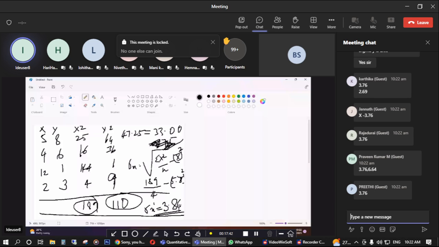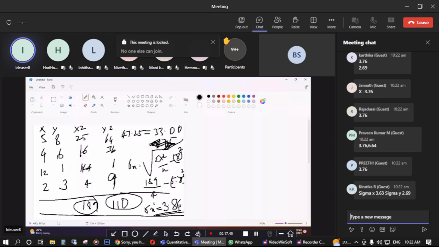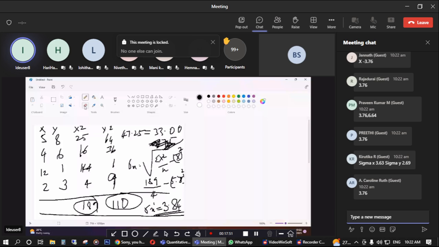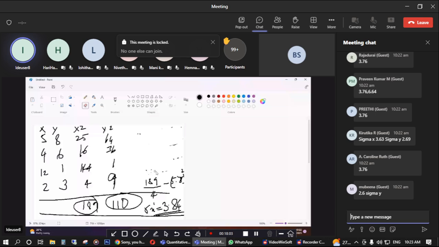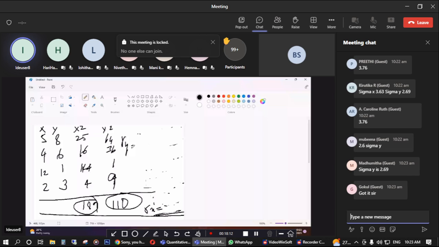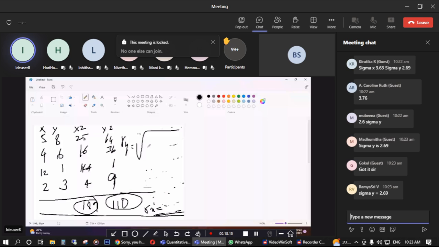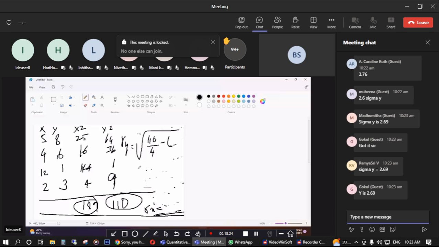Next, you have to do sigma y. So how do you do sigma y? Same thing. Just take the formula and substitute it with y bar and summation of y squared. So let me solve that very quickly. Sigma y will be equal to the square root of summation of y square divided by n, which is 110 divided by 4, minus y bar whole square. What is y bar? 4.5 whole square.